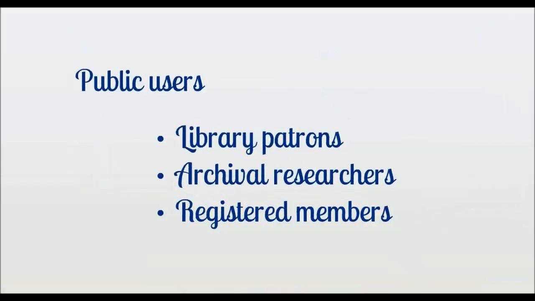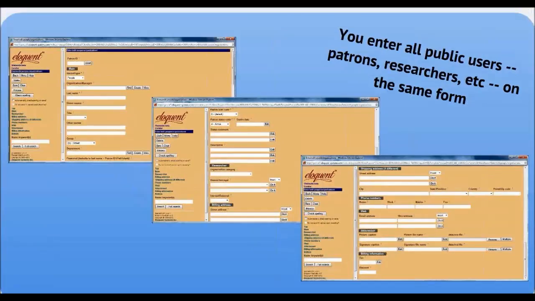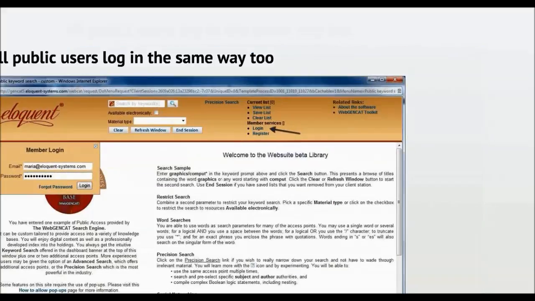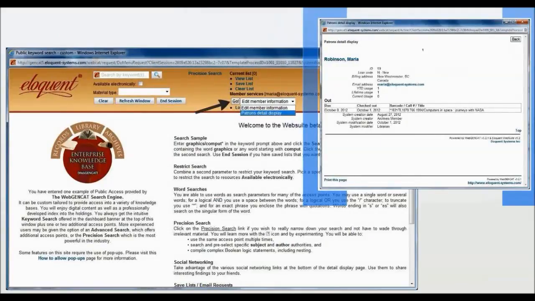So the public users include your library patrons, your archival researchers, and anybody who's a registered member. All of your public users live in the same table, and the forms look pretty much the same, no matter where you access them from. All of your public users are going to log in the same way too. And once they're logged in, they can see all of the information about themselves. They can edit some of their personal information, and they can also view their patron detail display, so they can see if they have any books out and when they might be due.